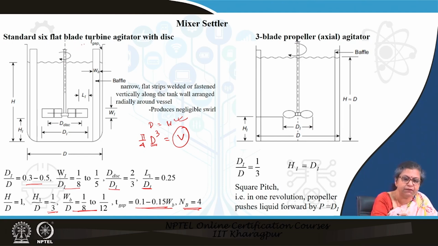So generally we adopt the turbine agitator, and if we adopt the 3 blade propeller agitator also, the design parameters, the geometric parameters, are specified in here itself. Well, once we have decided the diameter and the height of the column, we have completely designed the turbine agitator.